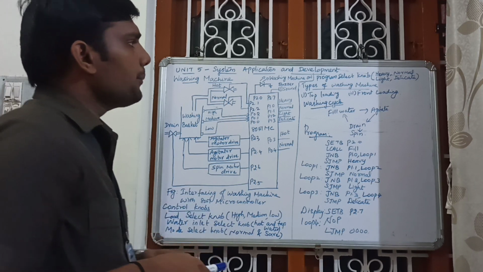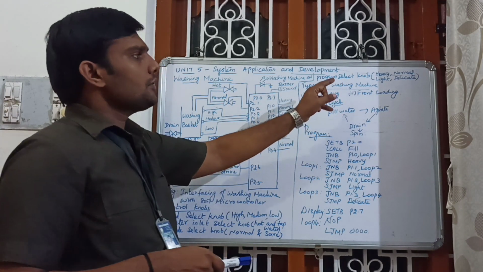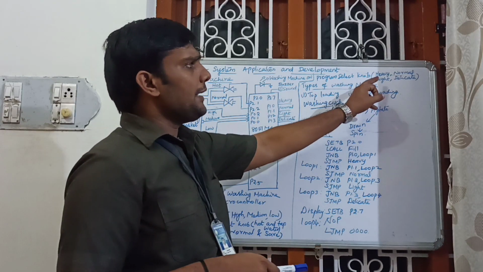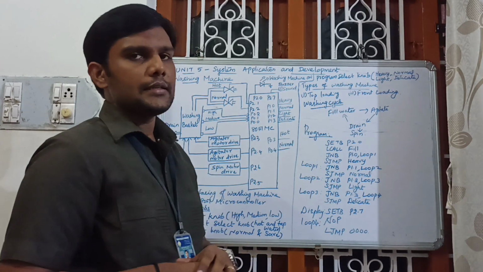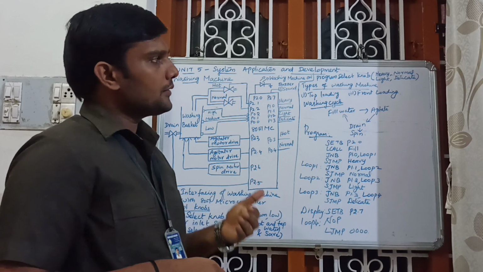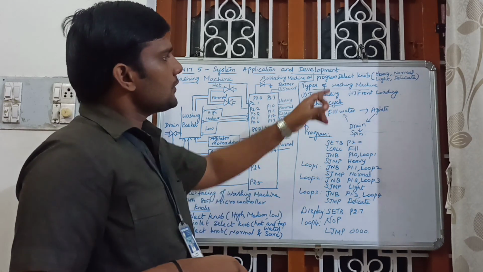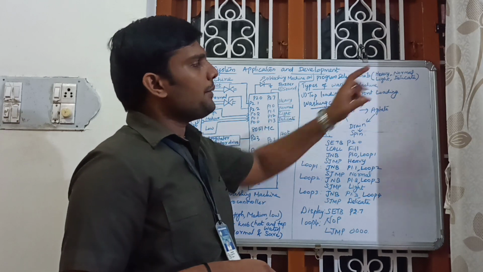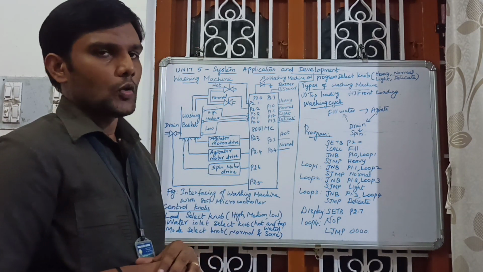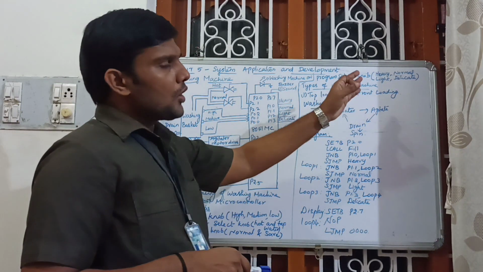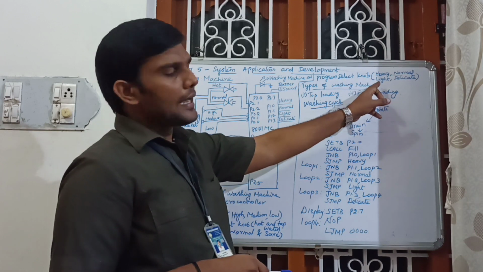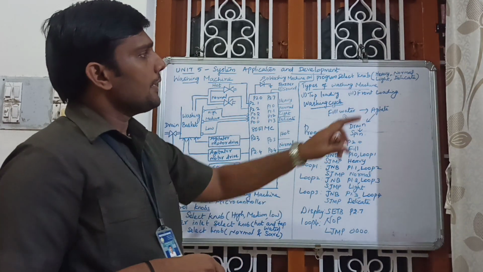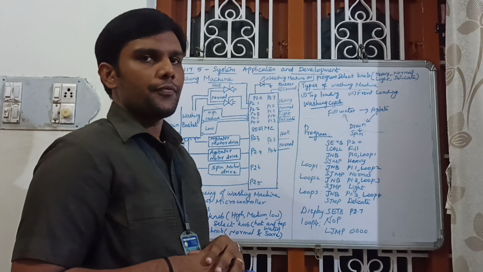Then the program select knob. Here four levels are there: heavy, normal, light, and delicate. Based on the condition of the cloth, the program select knob will be selected. Heavy means very dirty clothes. Normal means normally dirty clothes, and light means lightly dirty clothes. Delicate means silk type of clothes.